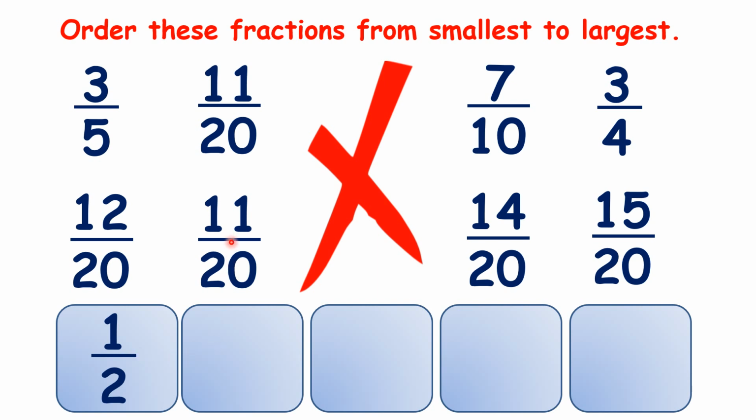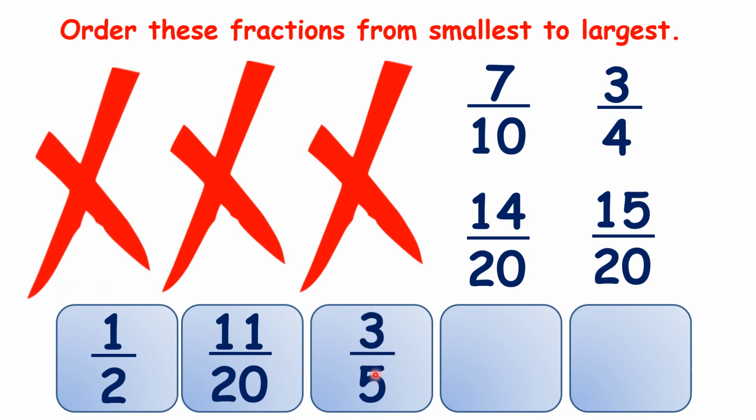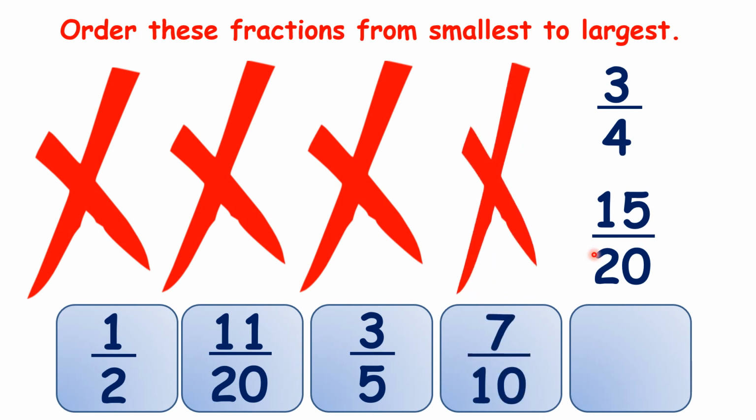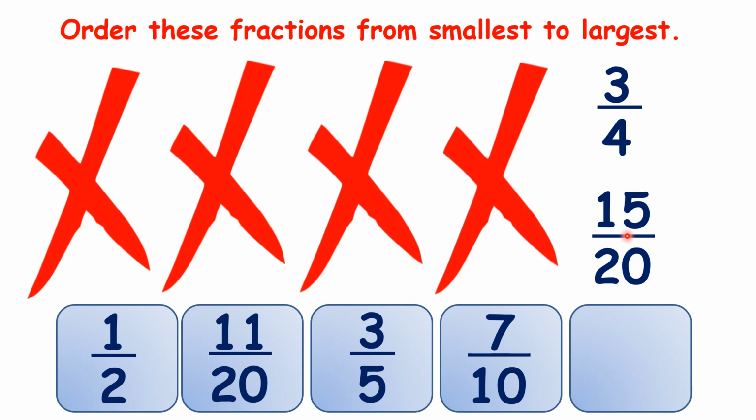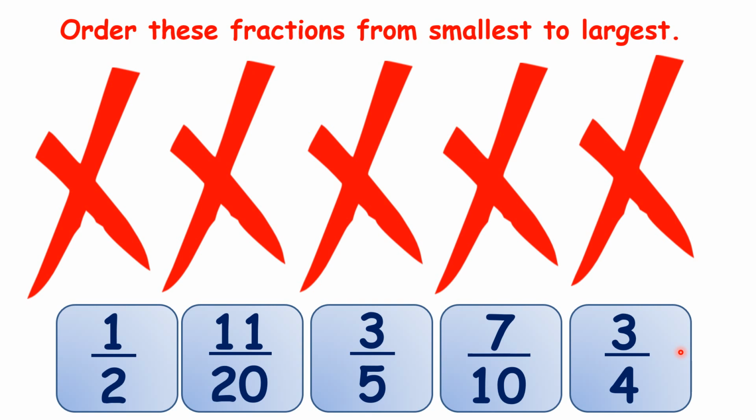Next smallest is 11/20. Then we have 12/20, which in its original form was 3/5. Then 14/20, so 7/10. And then 15/20, so 3/4. So we've ordered these fractions from smallest to largest. So we have 1/2, 11/20, 3/5, 7/10, and 3/4.